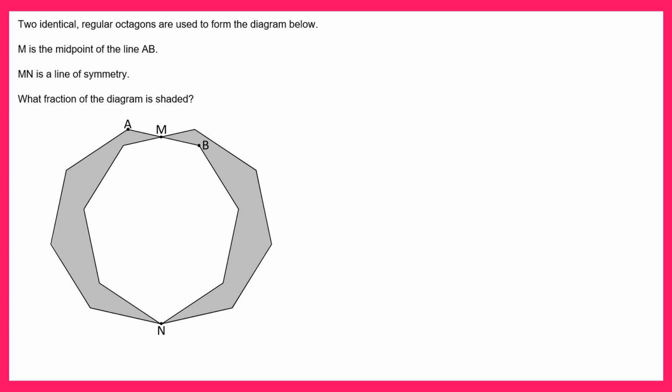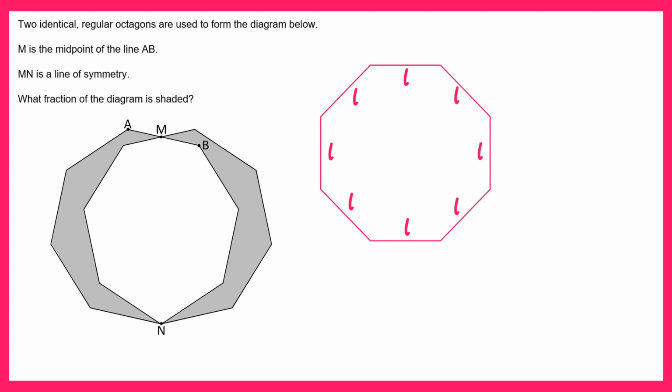So in this question we're dealing with two regular octagons. Let's draw one of those octagons and we'll try and find its area. Let's give it a side length, let's call it L, then all of the sides are L since it's regular. Now with a regular octagon you can draw a square around the outside of it.